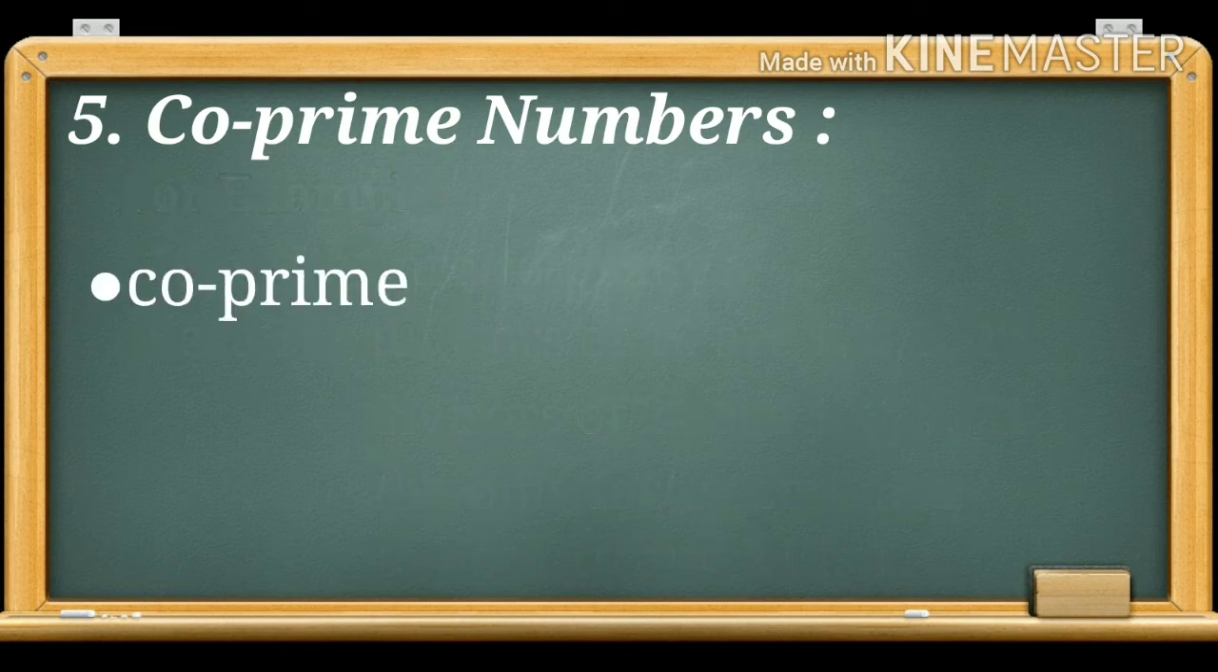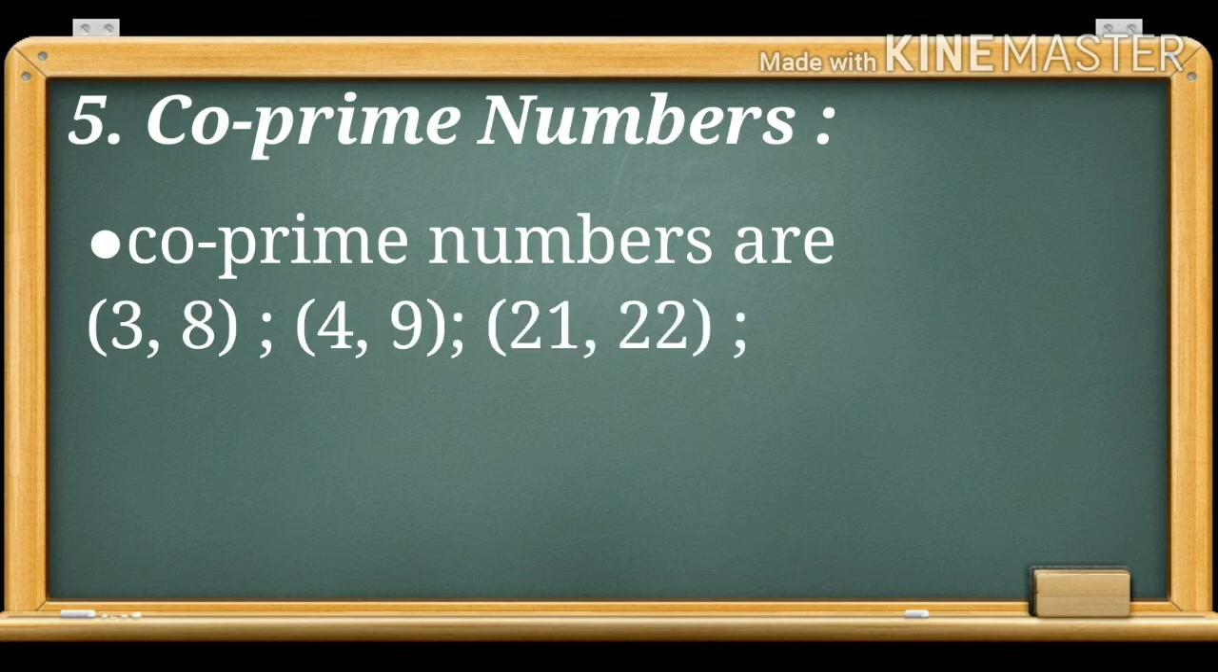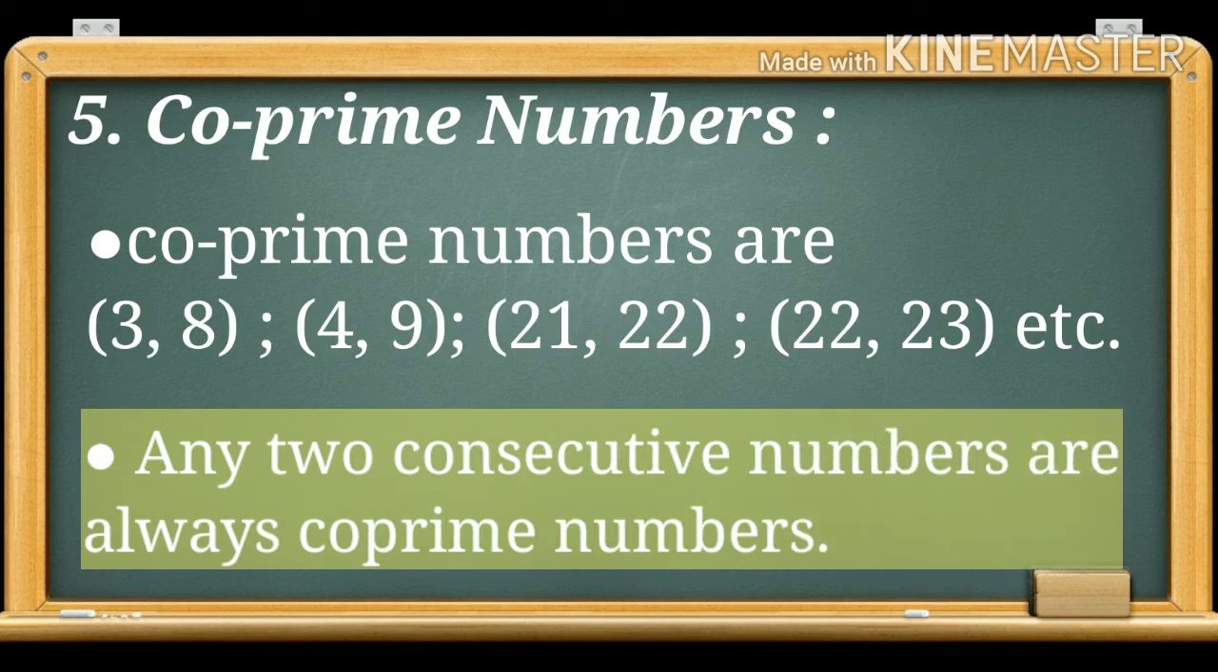Some other co-prime numbers are 3 and 8, 4 and 9, 21 and 22, 22 and 23, etc. Note that any two consecutive numbers are always co-prime numbers.